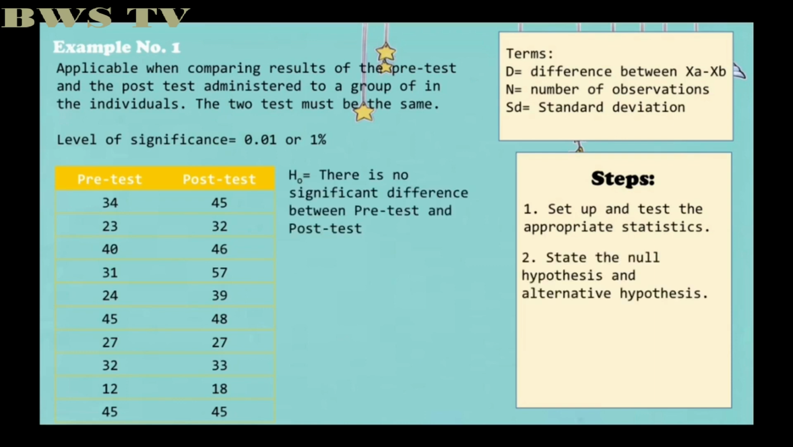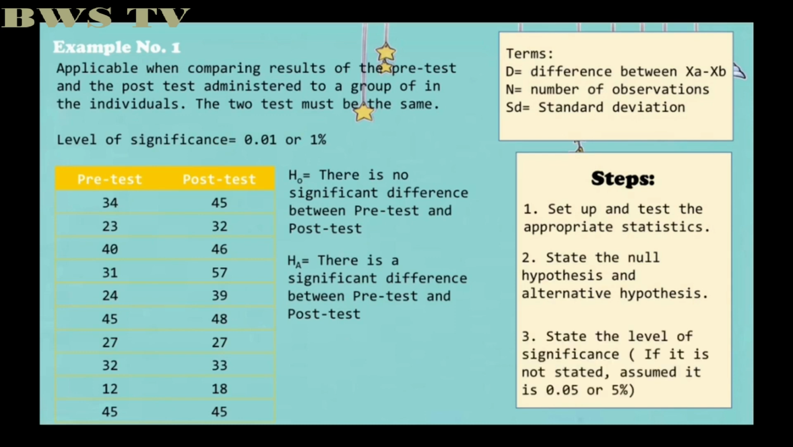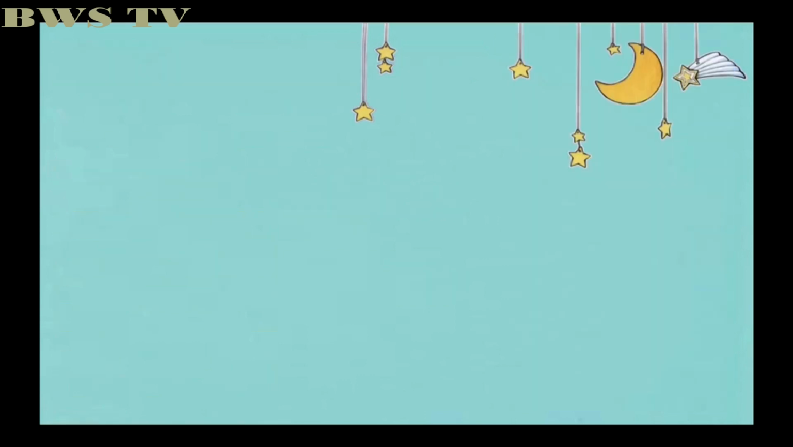The null hypothesis being there is no significant difference between pre-test and post-test. The alternative hypothesis being there is a significant difference between pre-test and post-test. The third step is to state the level of significance. Our given level of significance in this problem is 0.01 or 1%. If it is not stated, assume it is 0.05 or 5%.